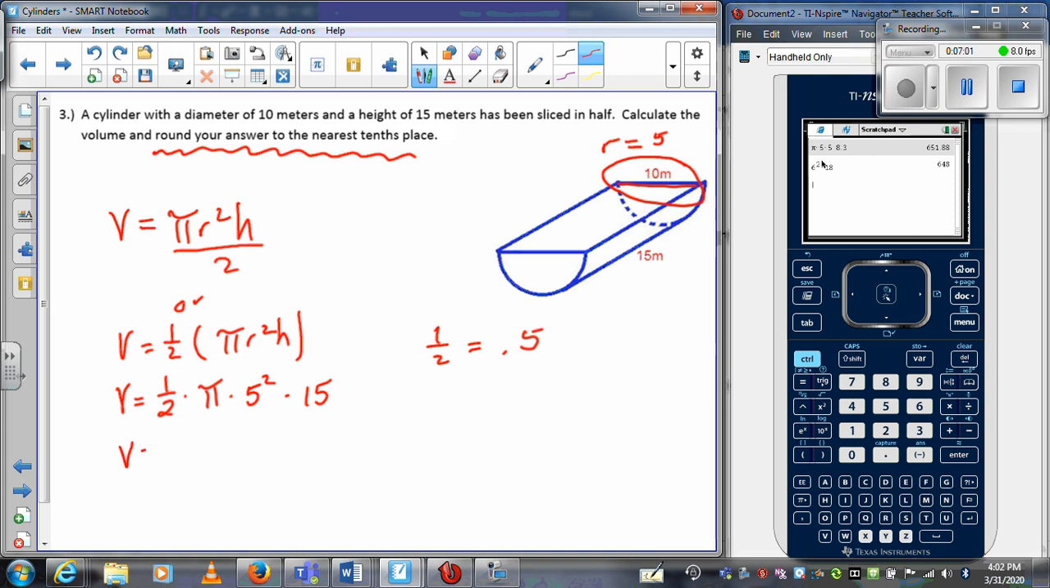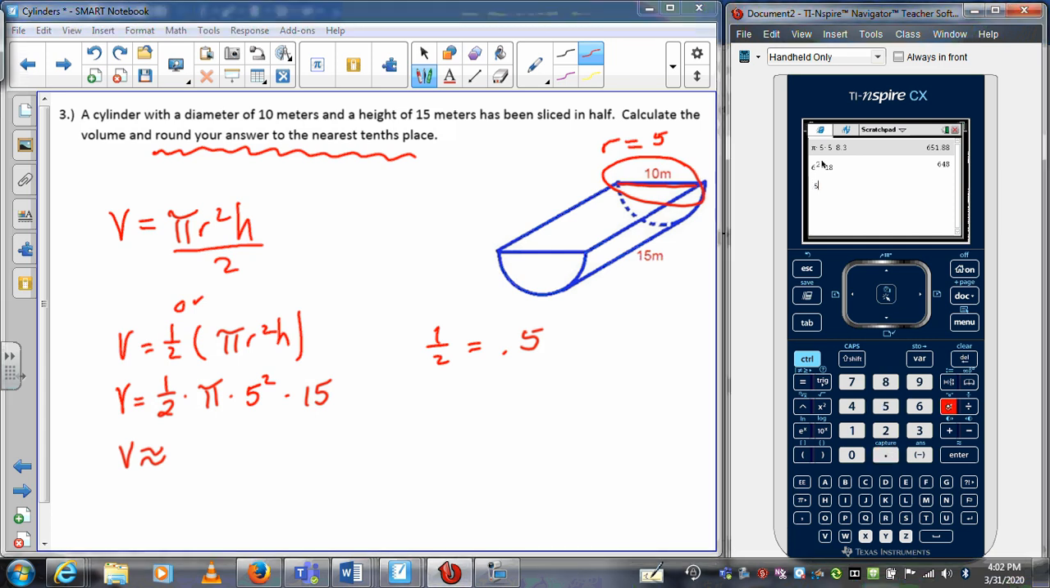So now I'm just going to punch this in my calculator, and I am rounding, so notice I'm not using an equal sign here. So now I have to go over to my calculator here, and I sure wish I had my glasses on, but I don't. So I'm going to do 0.5 times pi times 5 squared times 15.